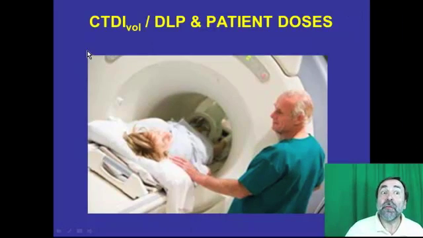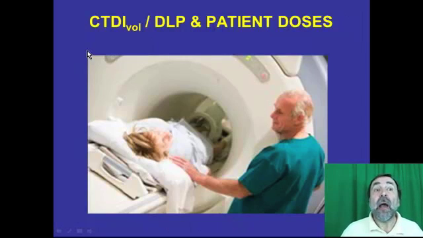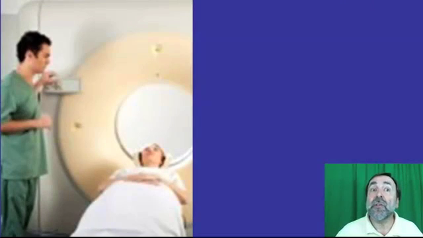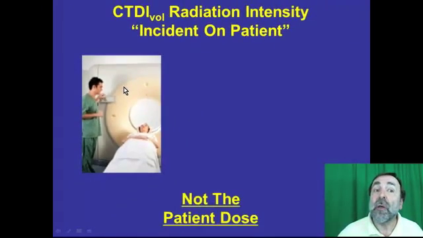Okay, the third and final part of part one is how can we make use of these numbers, the CTDI vol and DLP, to tell us about what the patient receives. And the first thing I want to emphasize is that CTDI vol is the radiation incident on the patient. It is not the patient dose.